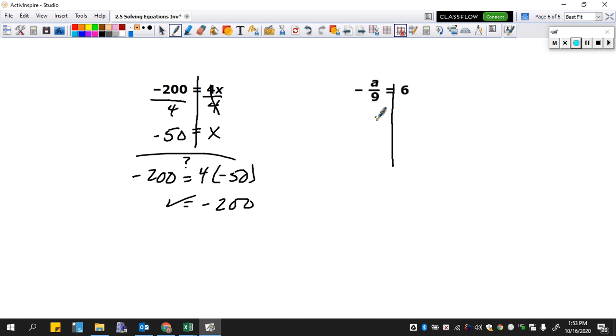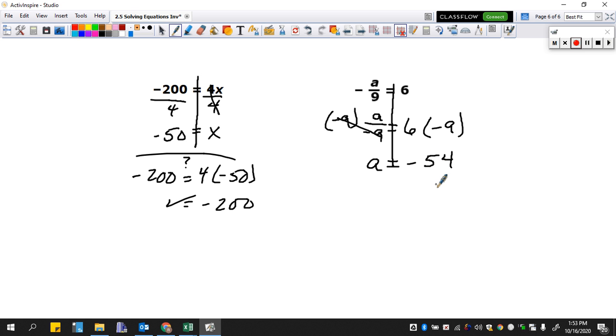So we could write this as a divided by negative 9 is equal to 6. All right. When we do that, you just notice that we're going to multiply, because this is division, we're going to multiply both sides by negative 9. All right. So that means this cancels out. A is equal to 6 times negative 9, which is negative 54.